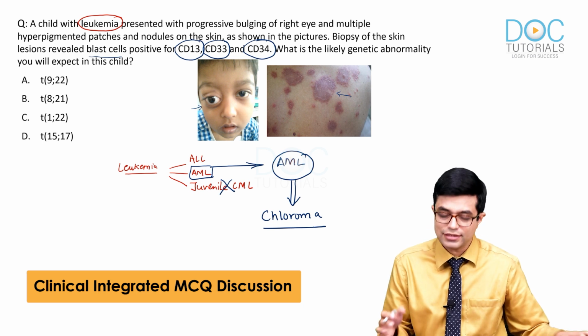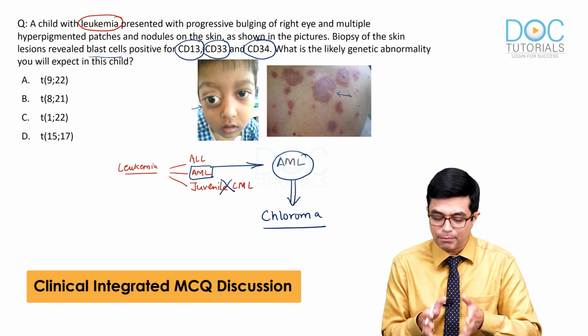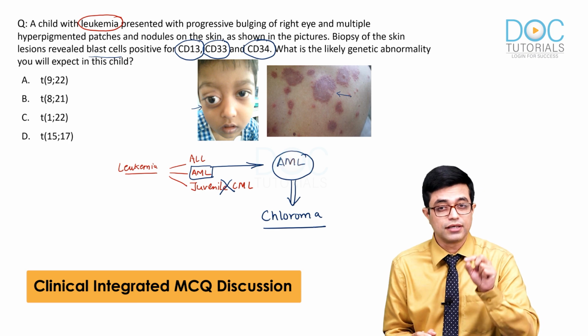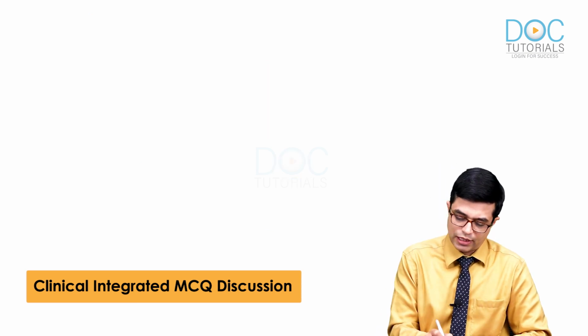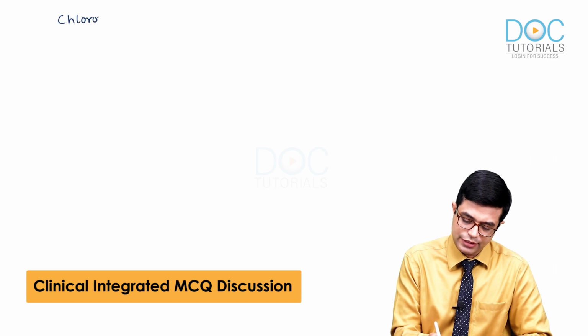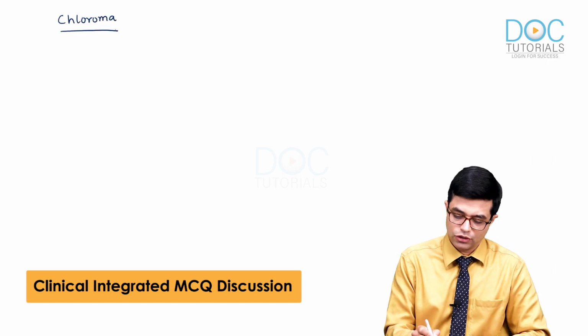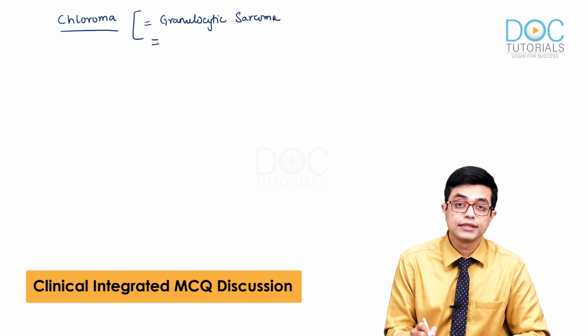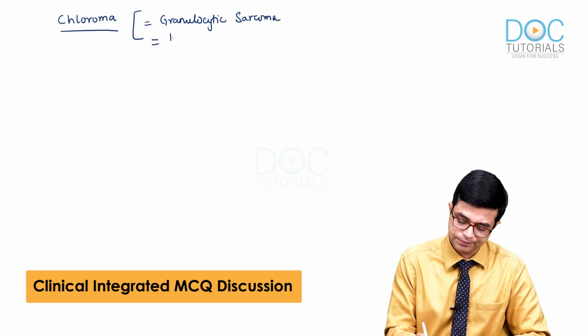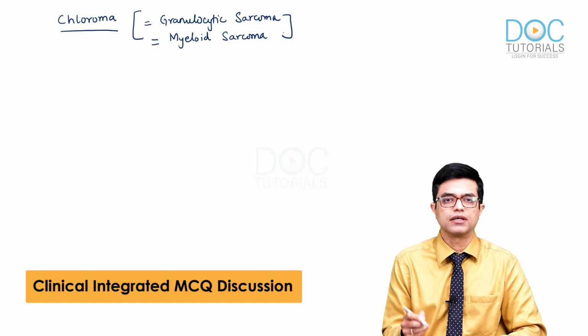Now let's discuss chloromas, and then we come back to this question and reach the correct answer, and see how translocations we can easily remember. So what is a chloroma? The term chloroma is variously used with alternative names. Chloroma is also known as granulocytic sarcoma. It is also called myeloid sarcoma. In fact, these days myeloid sarcoma is preferred, but common names are more popular and they have stuck around.